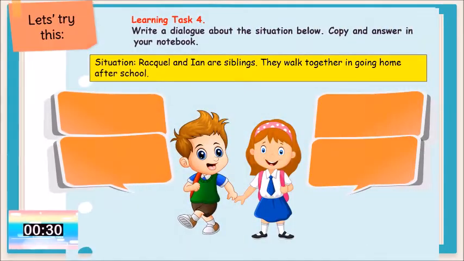Now, let's try learning task 4. Write a dialogue about the situation below. Copy and answer in your notebook. Here's the situation. Raquel and Ian are siblings. They walk together in going home after school.